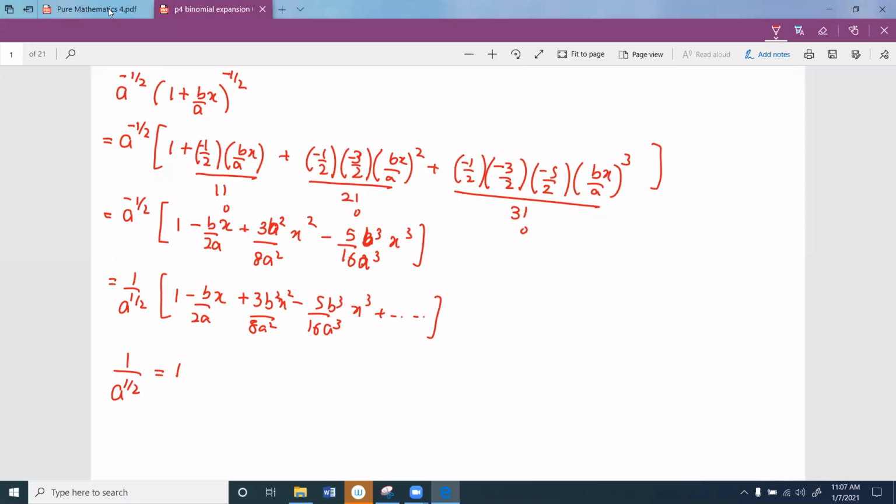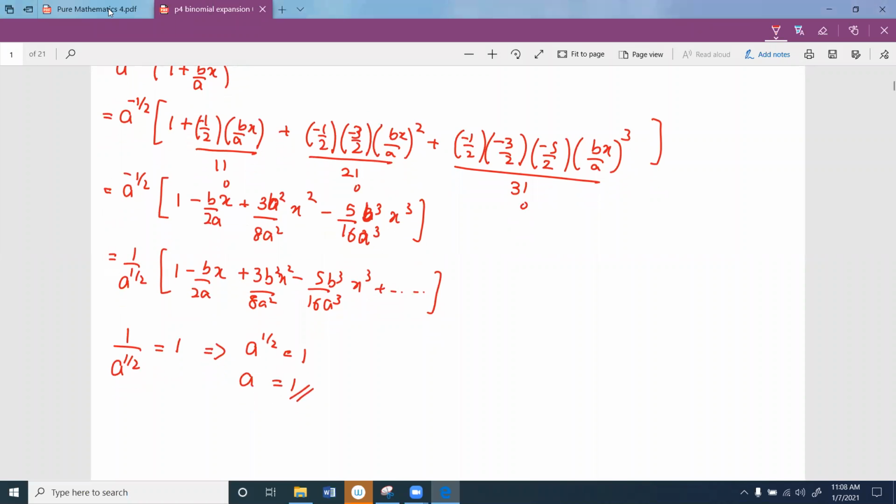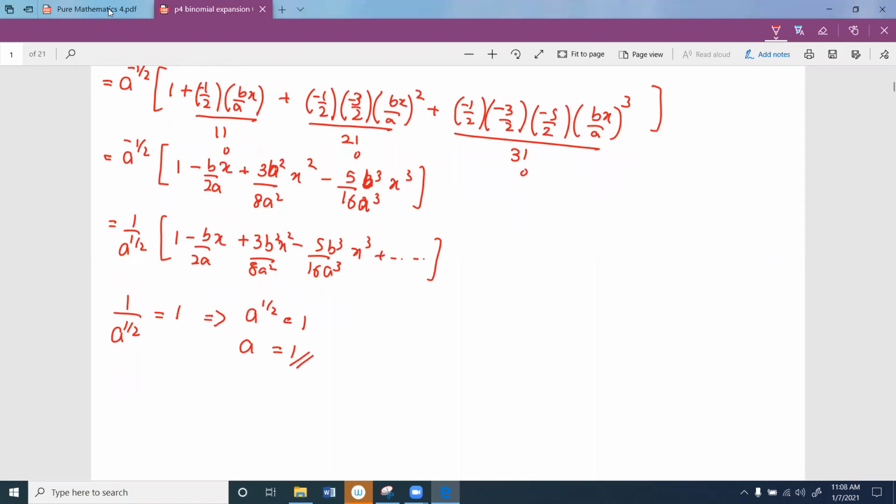With this information, if you simplify this, you get the answer. A to the power half is equal to 1. Therefore, a becomes 1, so you can simply get the answer for a. Then if you equate the coefficient, now you know the value for a over here. So this is now reduced into 1 over 1.